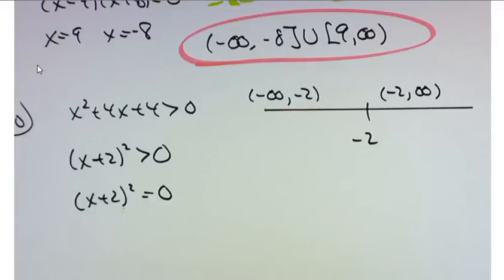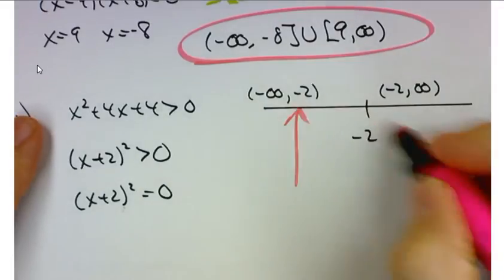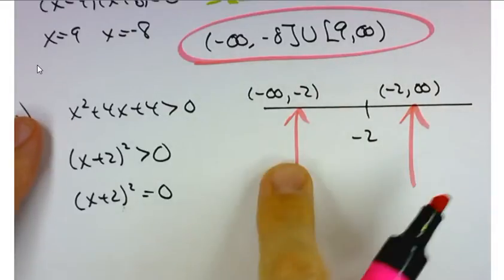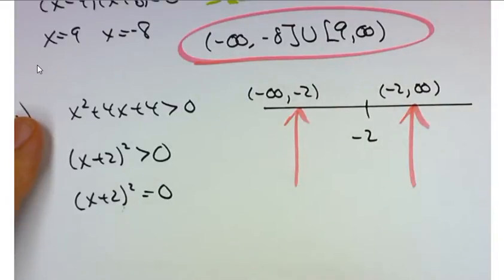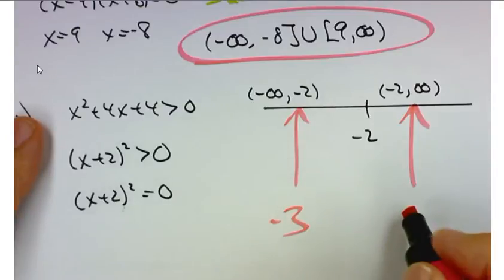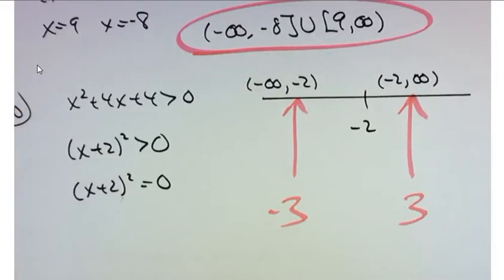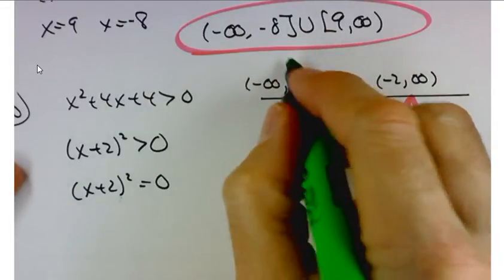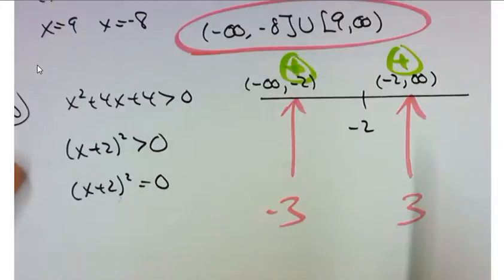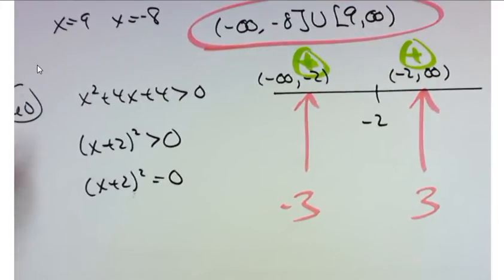Norman, what will be some good test points here? Let's start in this interval. Sure, negative 3 and 3. Now, I'll save you a little bit of effort here. When I test them, both of them are going to test out positive. Wow. So which interval or intervals do I want? I want both of them.